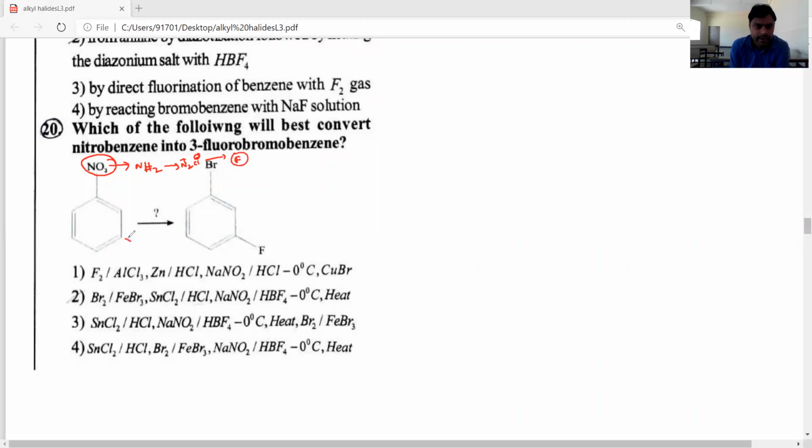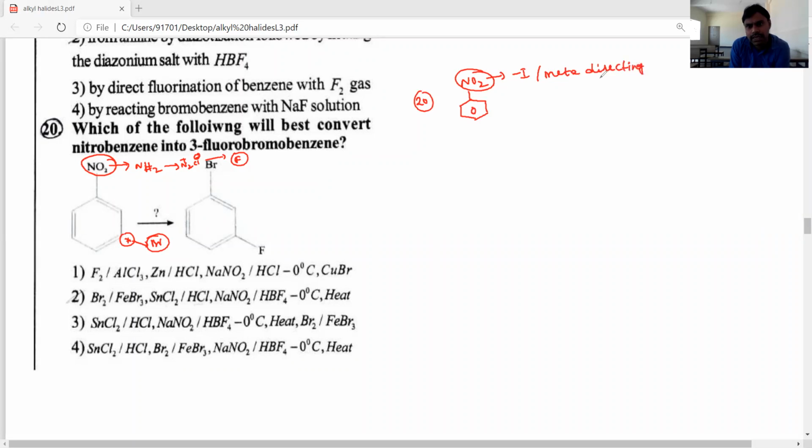At the meta position we have to attach bromine. Okay, in the 20th question, first we will attach bromine only, because after that the NO2 group we can convert into fluorine very easily. This NO2 is a meta-directing group. The minus I group is a meta-directing group.